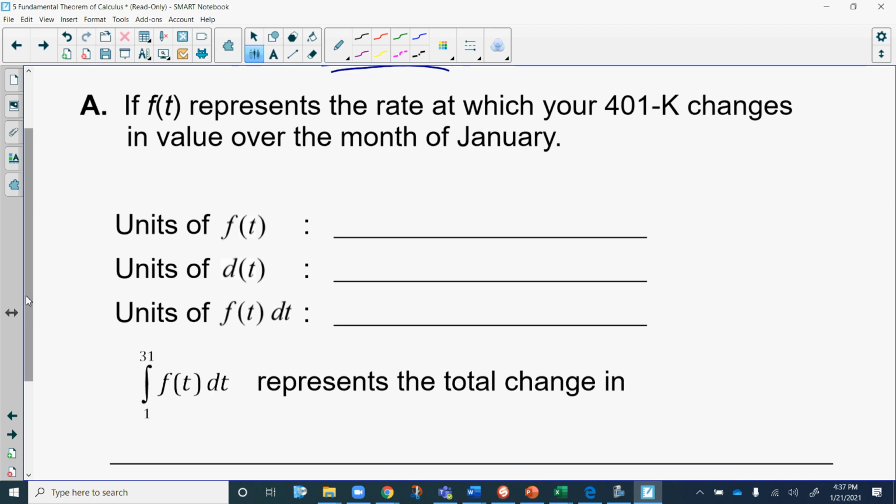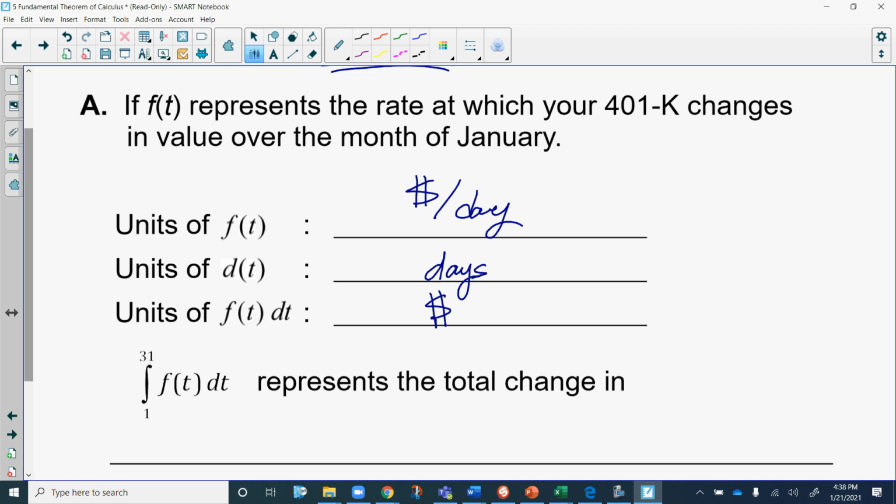In this case, if f of t represents the rate at which your 401(k) changes value over the month of January, the units of f of t would be the amount of money per day, where dt represents the number of days, and f of t dt would represent the money, how it's changing.